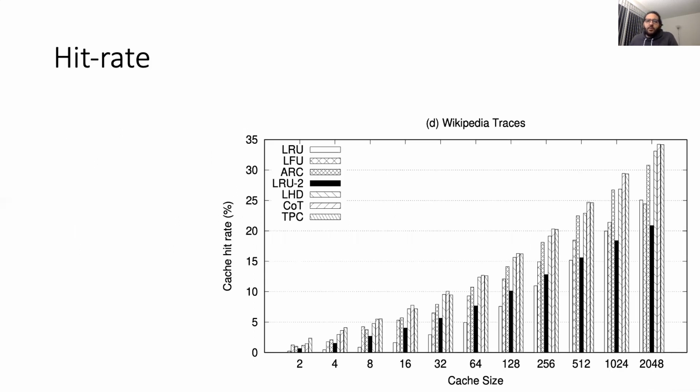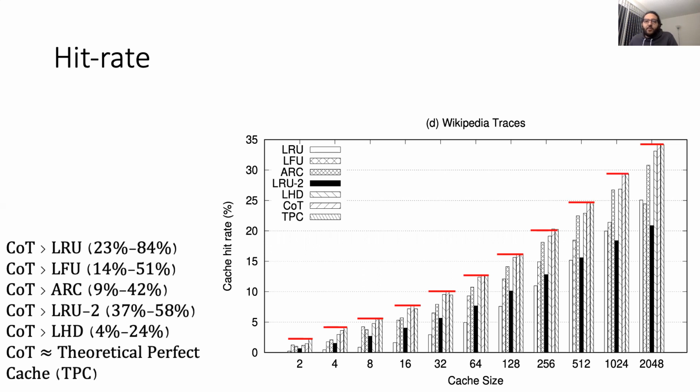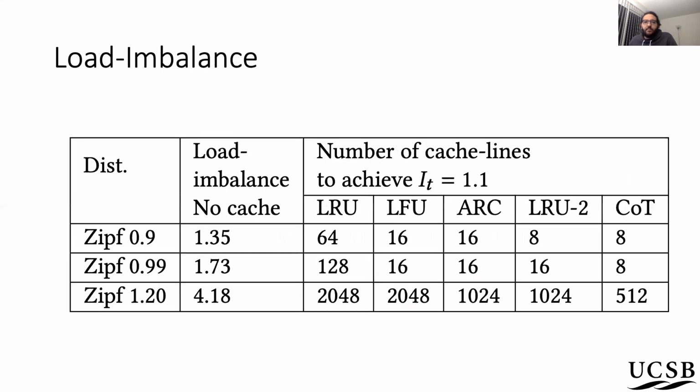Using Wikipedia traces, we show that COT outperforms LRU by 23% to 84% at different cache sizes, and outperforms LFU by 14% to 51% at different cache sizes. COT outperforms ARC by 9% to 42%. COT outperforms LRU2 by 37% to 58%. COT outperforms LHD by 4% to 24%. And finally, COT achieves almost as good as the theoretical perfect cache.